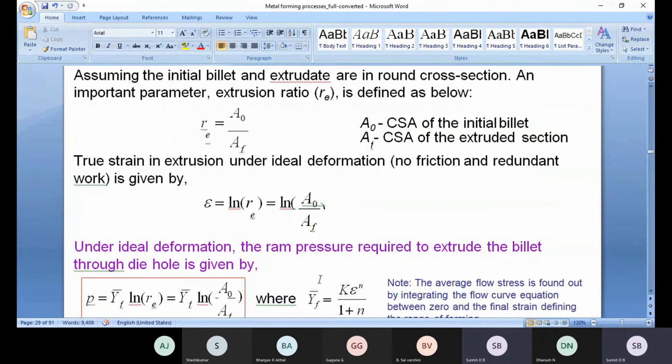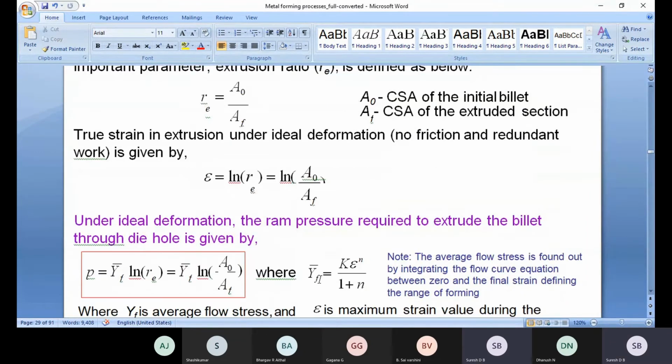Next, under ideal deformation, the ram pressure required to extrude the billet through the die walls is given by the following. Ideal deformation means without any friction between the die and container as well as the material. In that case, some pressure is required to push the material inside the die walls. P equals Y bar suffix f into ln R suffix e.